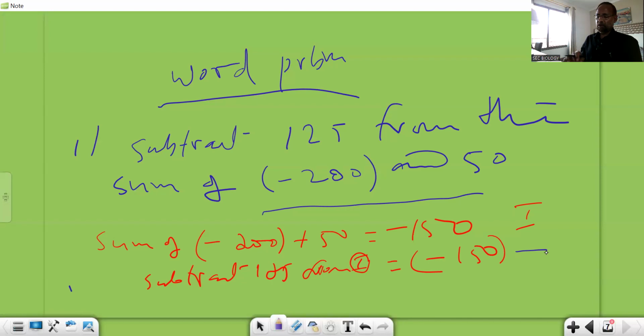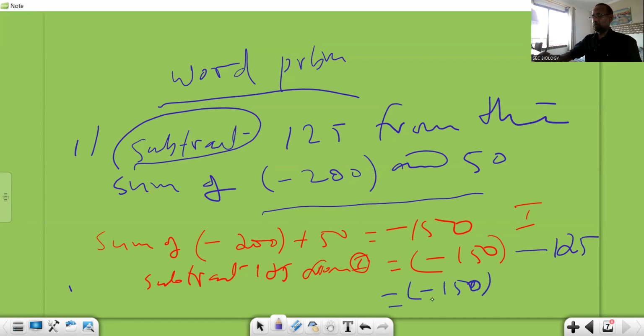Then subtract again. My question is subtract. Sum is over, addition is over. Now subtract 125. Okay, fine. Now minus 150. Don't touch the first number. It's dangerous. The operation sign I change to plus, and the sign of 125, that was plus, I change into minus. Now see the answer: minus 150 plus minus 125.